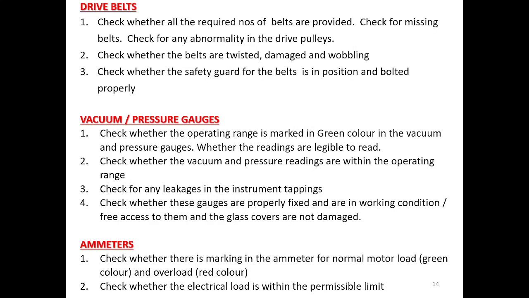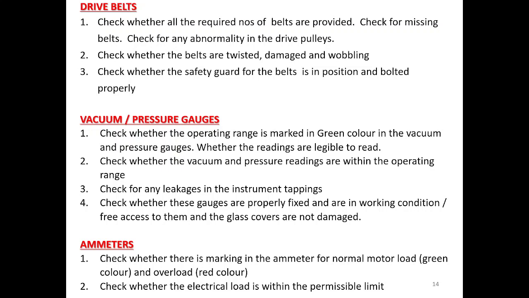What to inspect in the drive belts? Check whether all the belts are provided. Check for any missing belt. Check for any abnormality in the drive pulleys. Check whether the belts are twisted, damaged, loose or wobbling. Check whether the safety guards for the belts are in position and bolted properly.